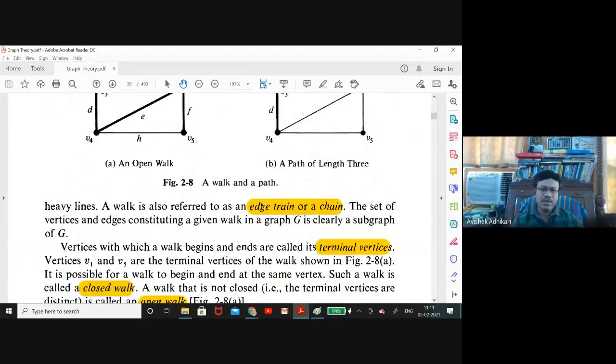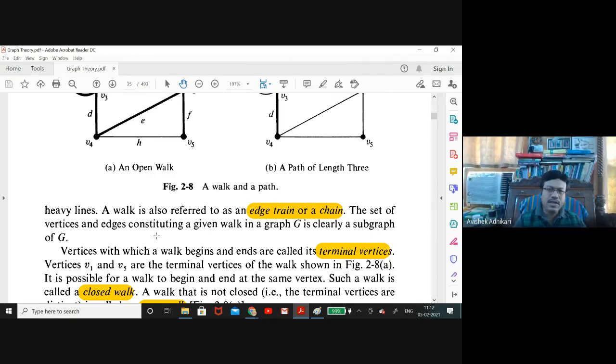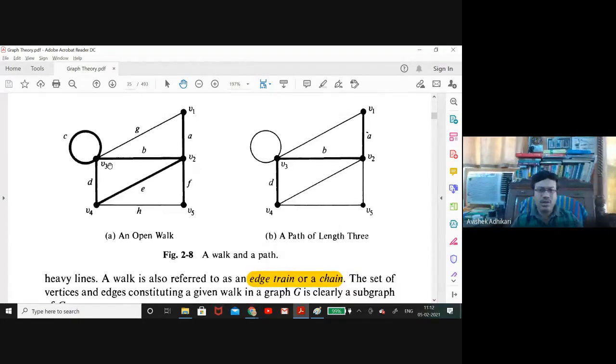A work is also referred to as an edge train or chain. So he has given some extra terms for the work, that is edge train or chain, and many other authors write it as trail, as I mentioned earlier. The set of vertices and edges constituting a given work in a graph is clearly a subgraph of G. Suppose this is an example of a whole graph, and suppose you consider an alternating sequence.